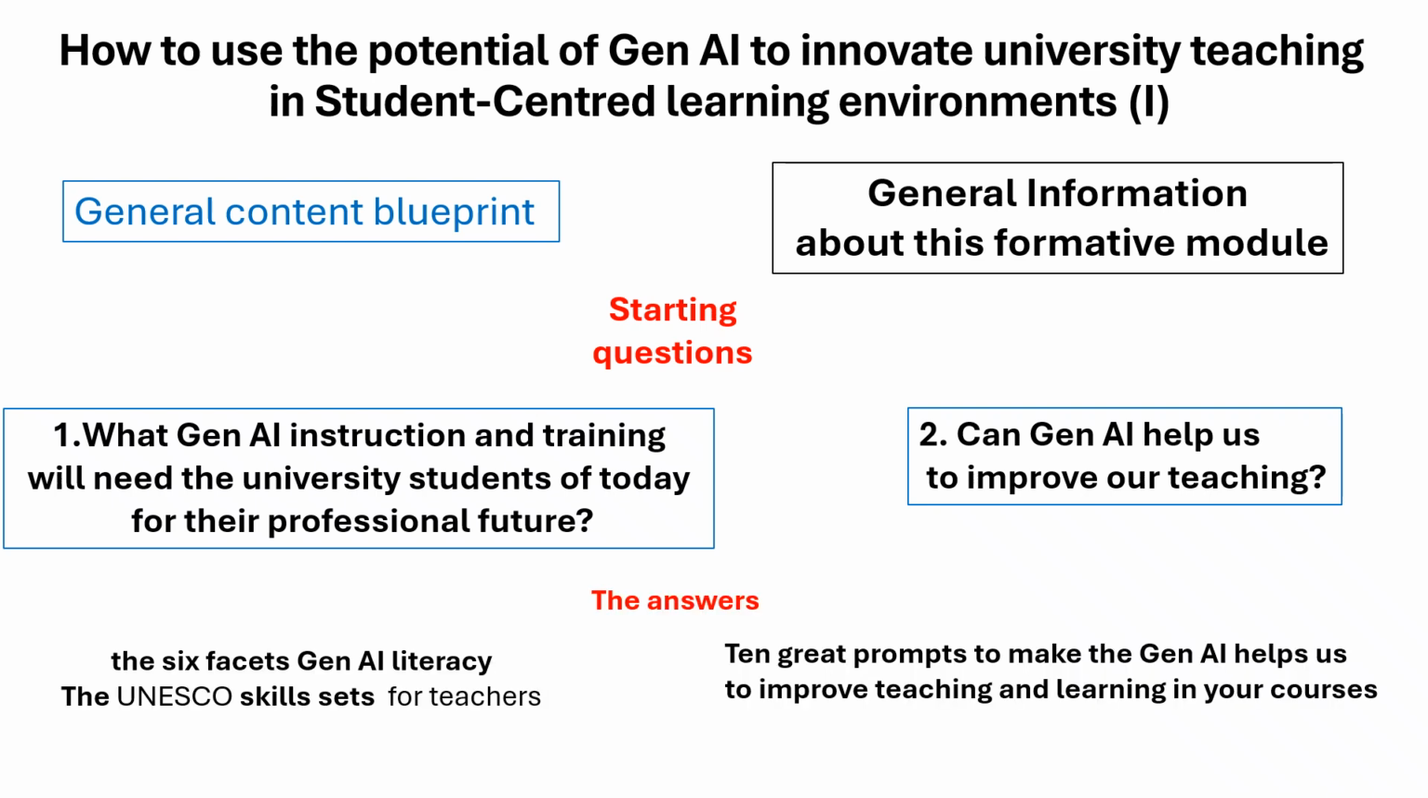We start by developing a model for AI literacy that includes the 6 main facets, and we will also explain the AI skill sets for teachers by UNESCO. Then we will propose that you use up to 10 grid prompts to make the Gen AI help you improve your teaching and learning in your courses.